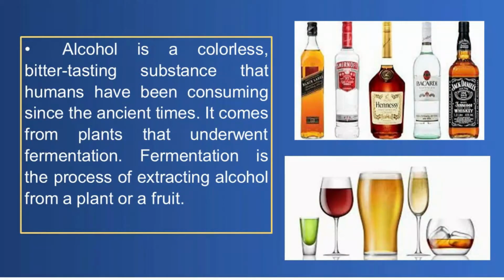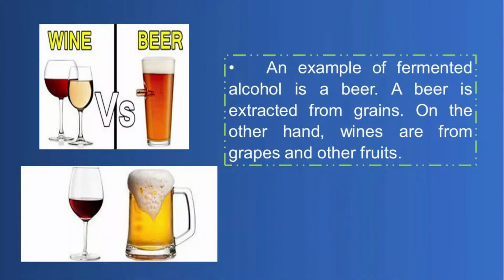Alcohol is a colorless, bitter-tasting substance that humans have been consuming since ancient times. It comes from plants that underwent fermentation. Fermentation is the process of extracting alcohol from a plant or a fruit. An example of fermented alcohol is beer. Beer is extracted from grains. On the other hand, wines are from grapes and other fruits.